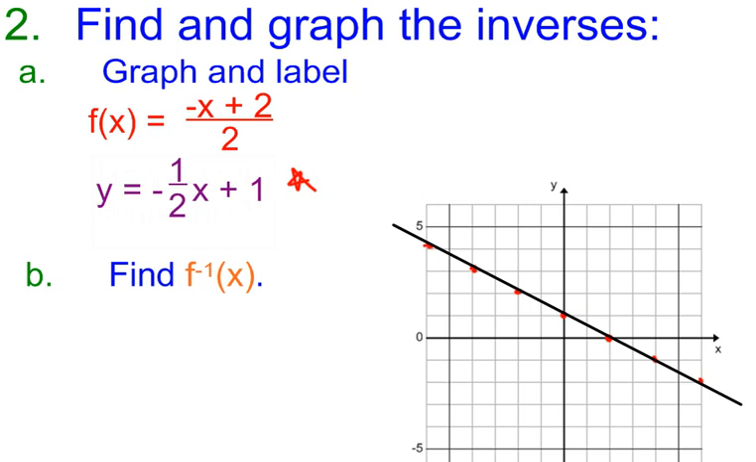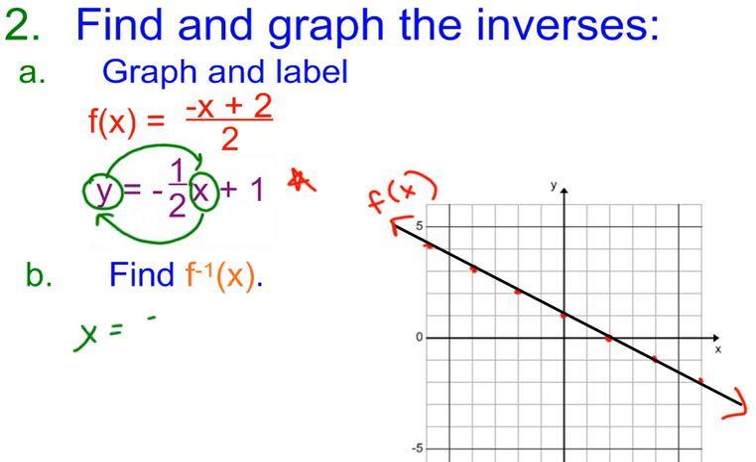That one's not too bad. So there's my line, and on your graph, I would like you to label this as f of x. So we know that's our original function. Then to find the inverse function of x, I'm going to take this equation and flip-flop the y and x. So I'm going to write x equals negative 1/2 y plus 1.